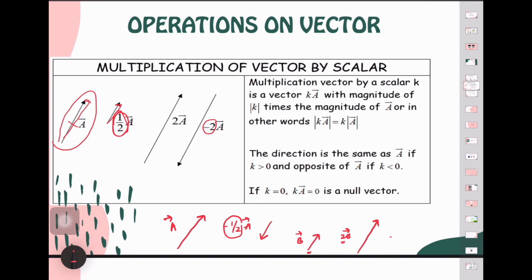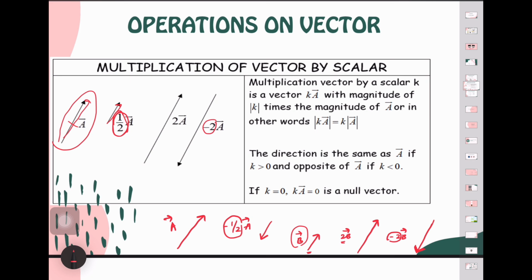But how about negative 2B? Okay, the magnitude, the size or the length, panjang dia akan jadi double. Sebabnya ni satu, sampai sekarang kita ada 2. So panjang dia akan jadi double, tapi disebabkan skala kita ni adalah negatif, so dia mengubah dia punya direction. This one is the vector of negative 2B.